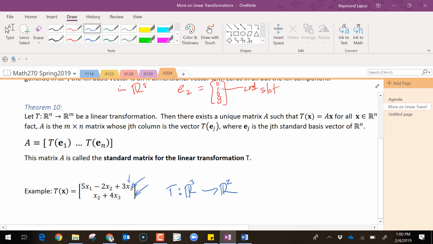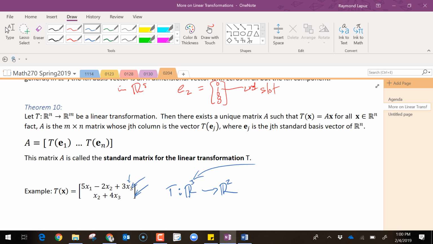Remember how to read this? Our matrix A that we're trying to construct should be a what by what matrix? It should be a 3 by 2 or 2 by 3? 2 by 3. Okay. So it should be a 2 by 3, right? Now, what we want to do is take a look at your inputs here, because those are the vectors that you get to put into the transformation.